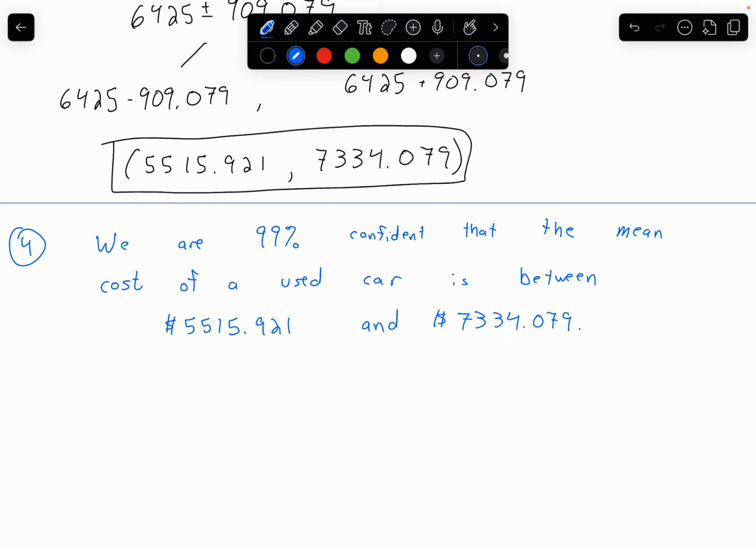So the overall interpretation should feel pretty familiar to the interpretations that we looked at way back in chapters 5 and 6 when we were talking about confidence intervals for proportions. Just the one key difference that we want to make sure that we mention here is that we're talking about means instead of proportions. So we want to make sure that we mention that somewhere within our interpretation.